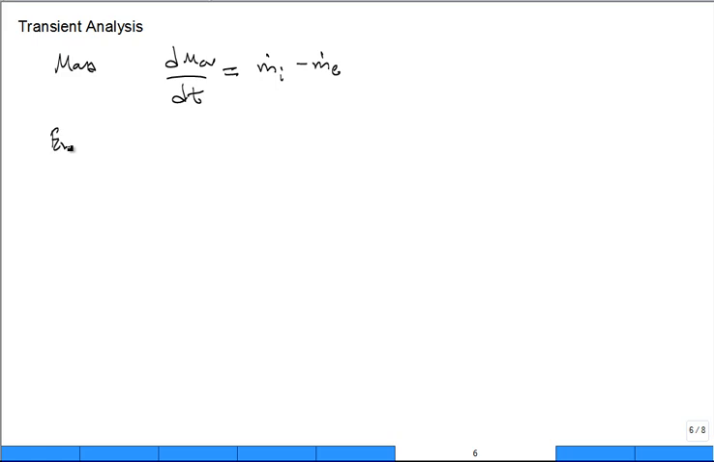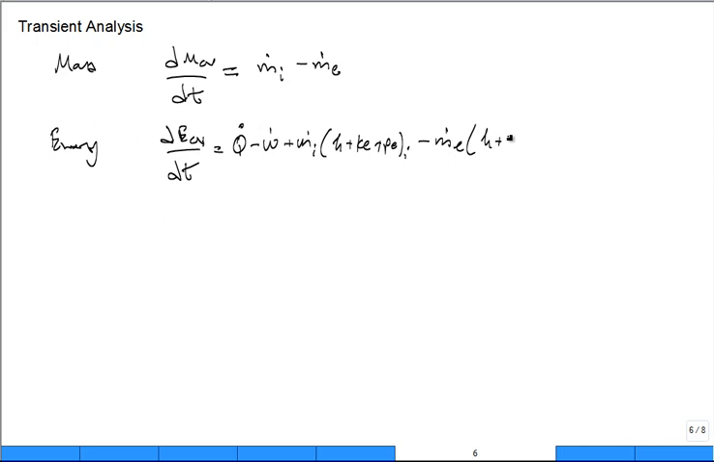Same with the energy equation. You have the rate of change of energy in the control volume with respect to time. That term is not zero. It was zero in steady state, but now it's not zero. It's equal to the rate at which energy flows in with heat, shaft work, and mass flow rate in, bringing with it enthalpy, kinetic, and potential energy in, minus mass flow rate exit, enthalpy, kinetic energy, and potential energy exiting.